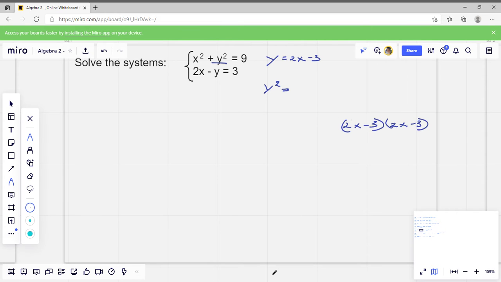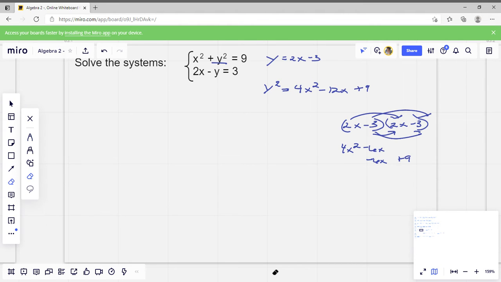And I would just rainbow that. So I would end up with 4x squared. And then I would do 2 times 3, that'd be negative 6x. And then multiply there to get another negative 6x, and then negative 3 times negative 3 is positive 9. So I'm going to put that together. I'm going to have 4x squared minus 12x plus 9. So that's the value of y squared.